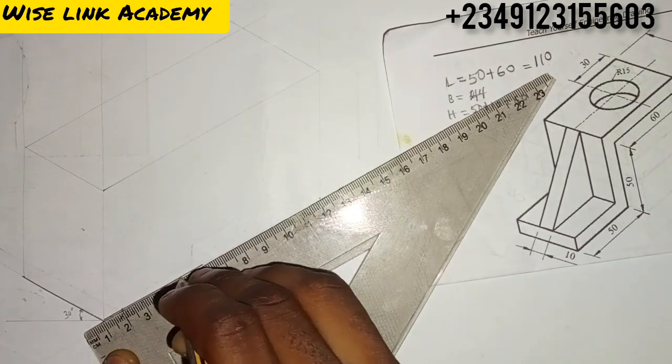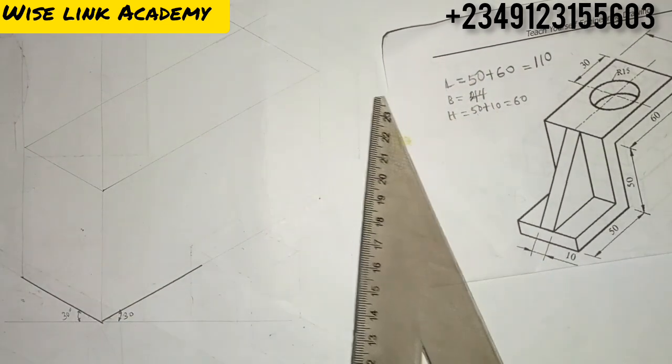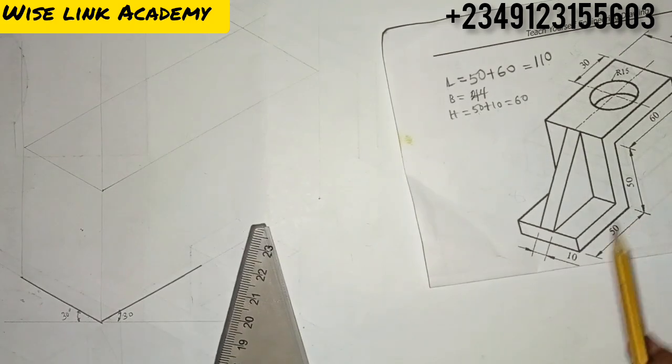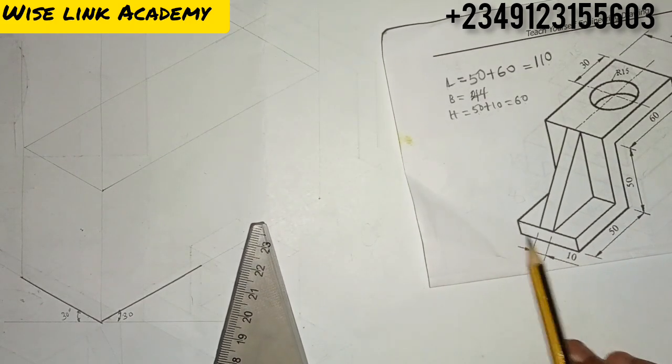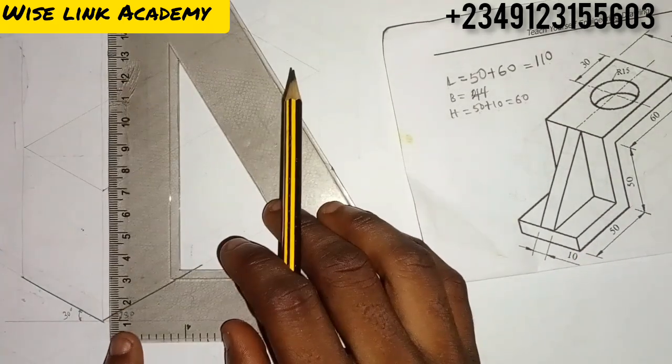Observing this. Isn't it? So the next thing to do now is what? Since I've taken this, the height of this is 10. So take measure 10.